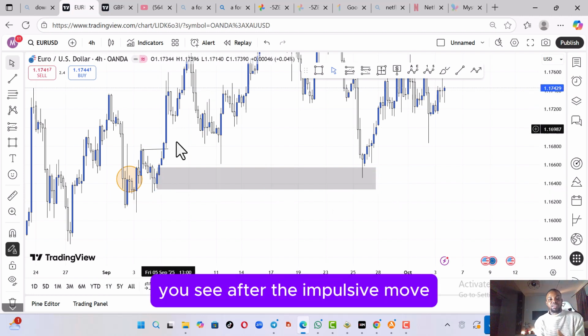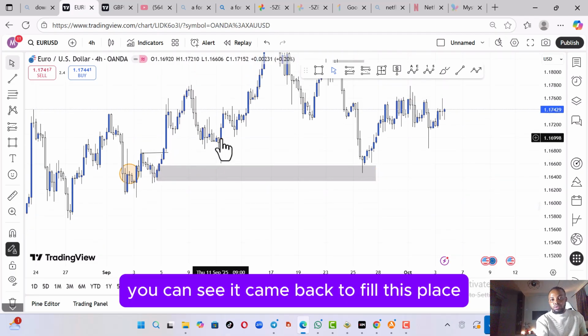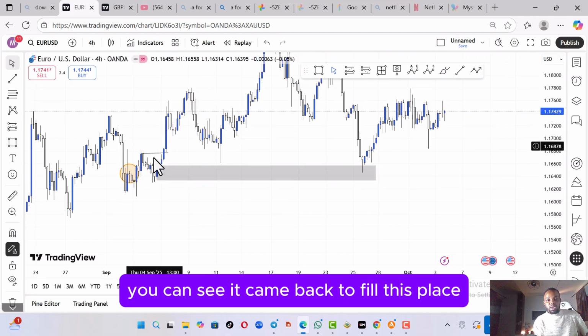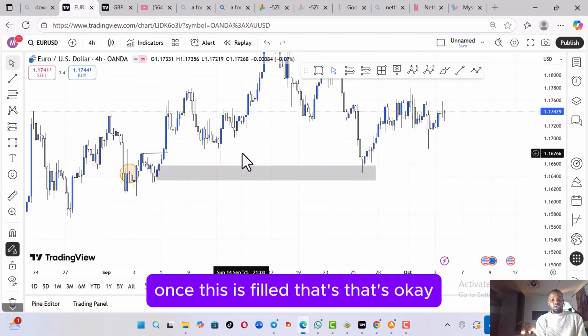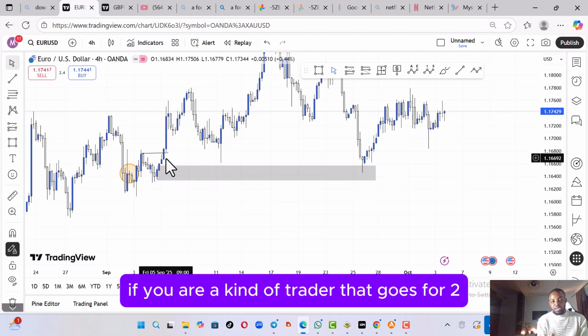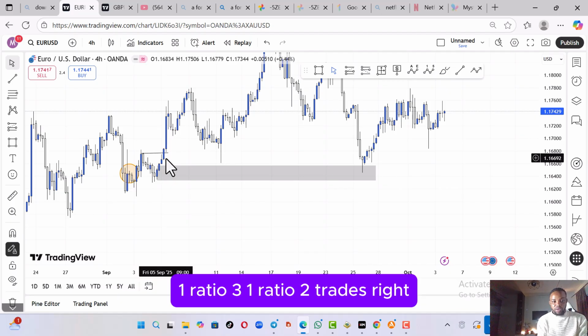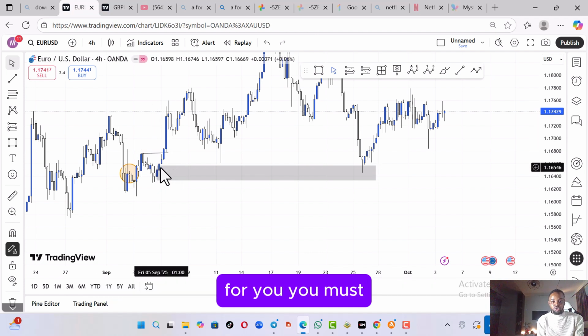You see, after the impulsive move, the candle actually came back to fill this place, right? You can see it came back to fill this place. I know some people will tell you that okay, once this is filled, that's okay and that's enough. If you actually take this trade, if you are a kind of trader that goes for 1:2 trades, right? This would have actually been a very nice trade for you.